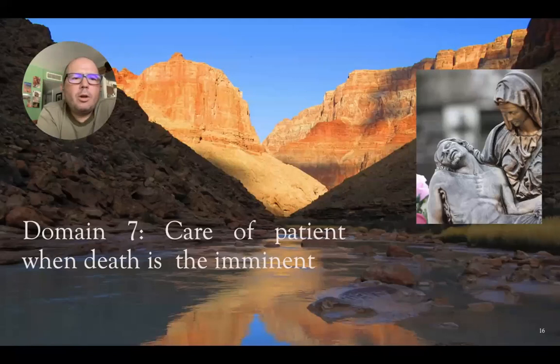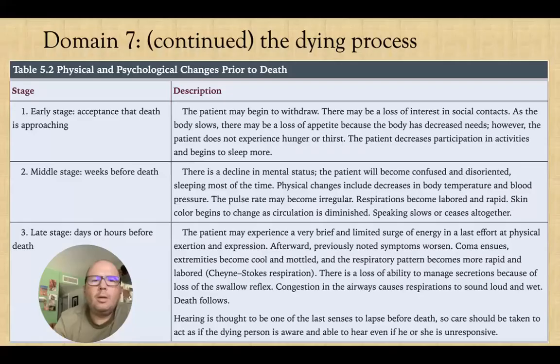Domain number 7 is regarding care of the patient when death is imminent. I pulled this table from your book as well. The dying process, I think, is pretty darn descriptive. Stage 1, 2, and 3, early stages, acceptance that death is approaching.